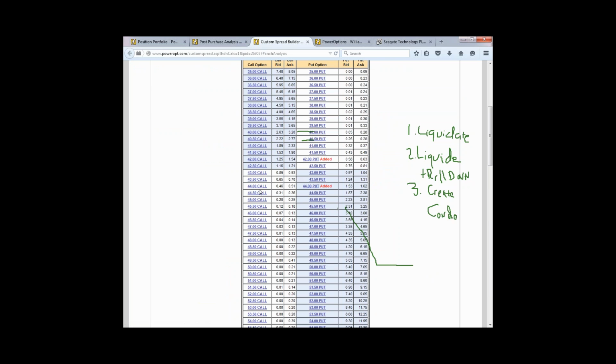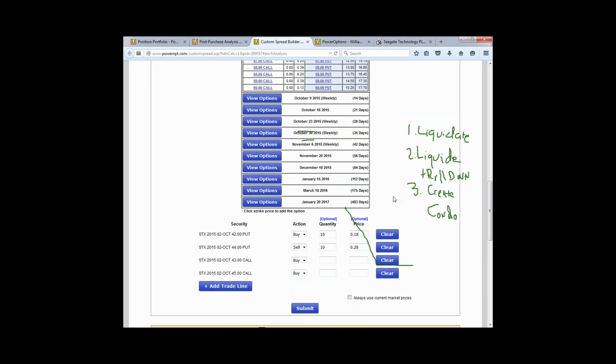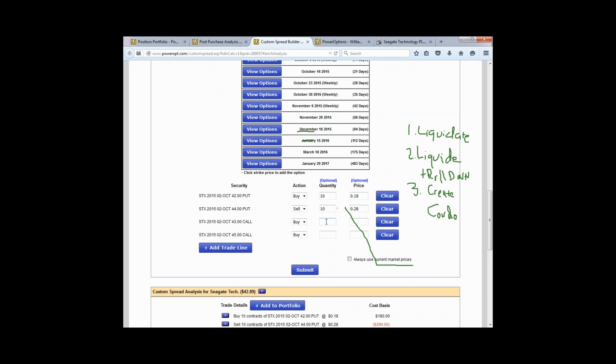So maybe let's get aggressive. Let's sell the 43 call, 89 and 93 cents, easy enough. Let's call it 91 midpoint, and buy the 45 and keep the 2-point spread. I'm going to put that in at 23 cents, okay? So 91 and 23, 10-point contract.